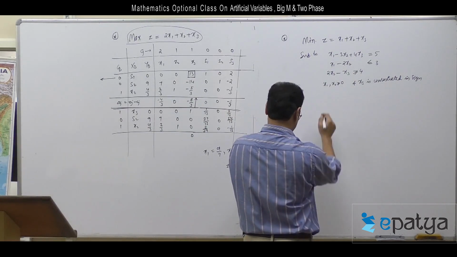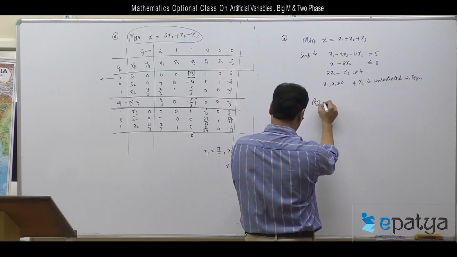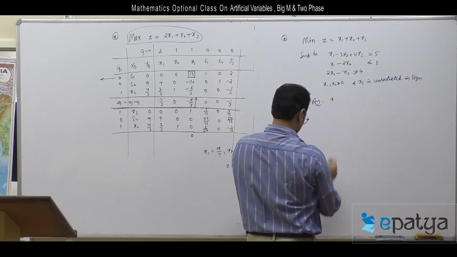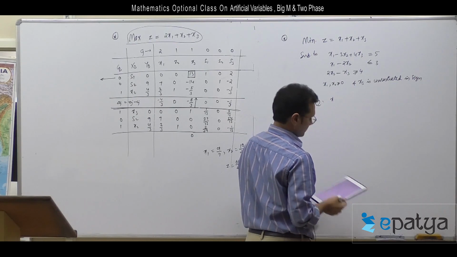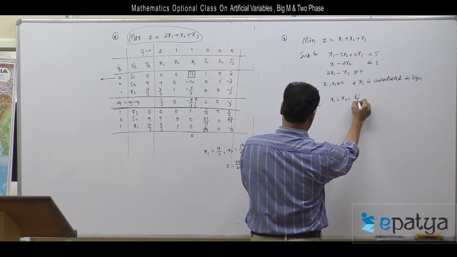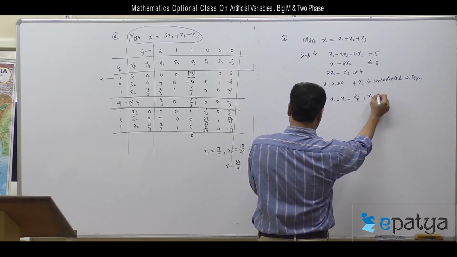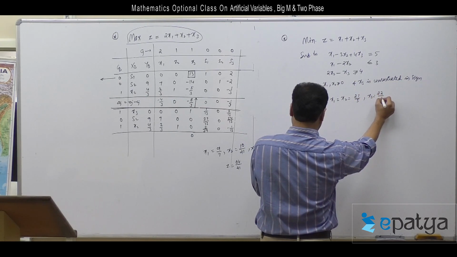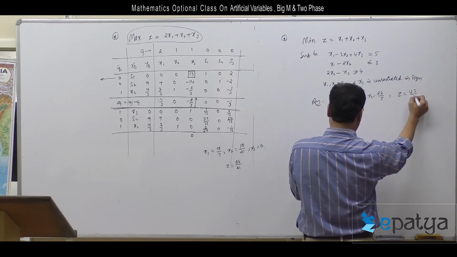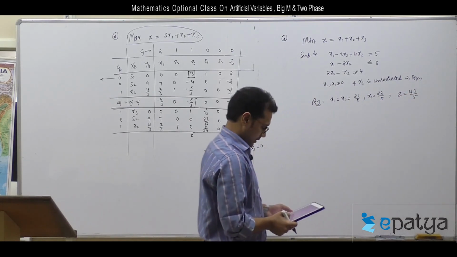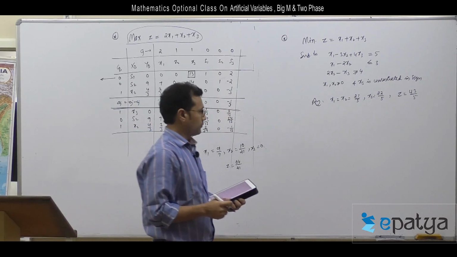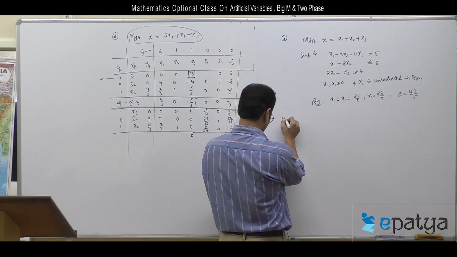ఓకే, టేక్ దిస్ ఆన్సర్. ఏమన్సర్ ఇది? x1 equal to x2 equal to 21/5, x3 equal to 22/5, z equal to 43/5. Okay. Two-phase method kada. Take some more questions.